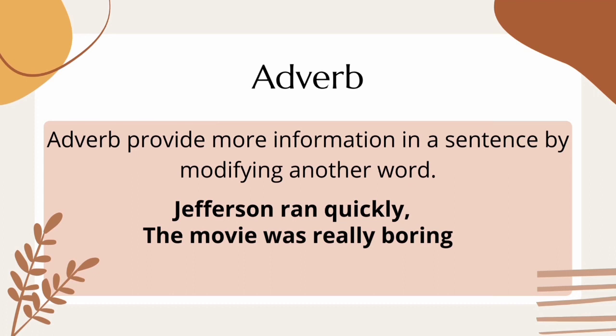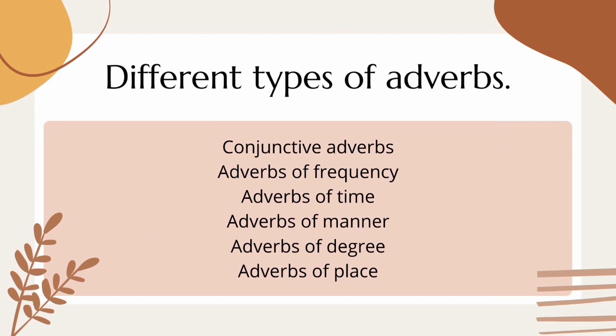So here are the different types of adverbs. Like other parts of speech, such as nouns and verbs, there are several different types of adverbs. For the most part, adverbs are usually separated by what kind of questions they answer or what kind of information they provide to us. Right now, we're going to look at 6 common types of adverbs: conjunctive adverbs, adverbs of frequency, adverbs of time, adverbs of manner, adverbs of degree, and adverbs of place.